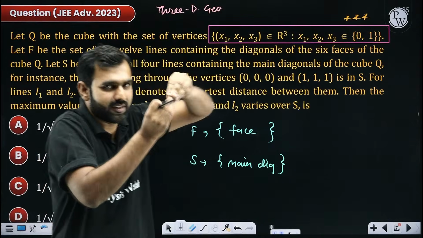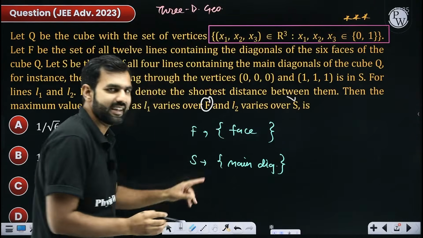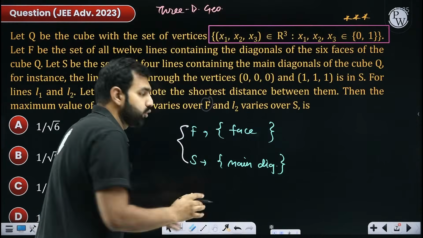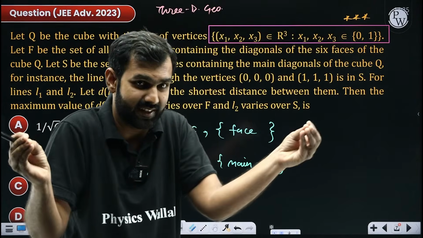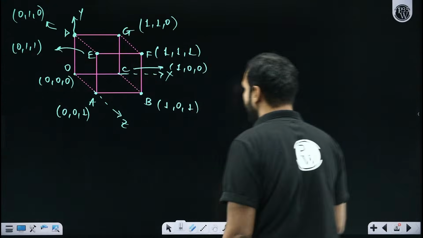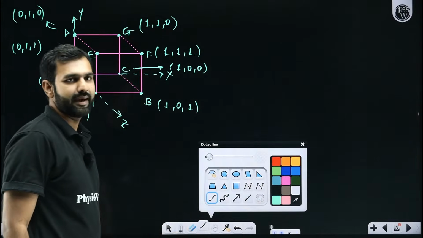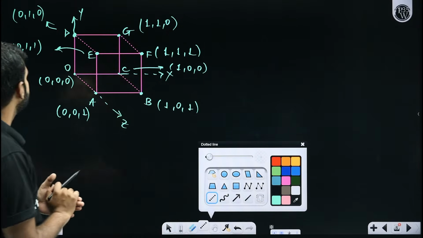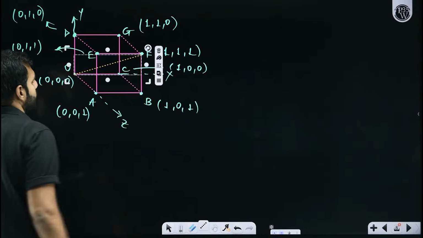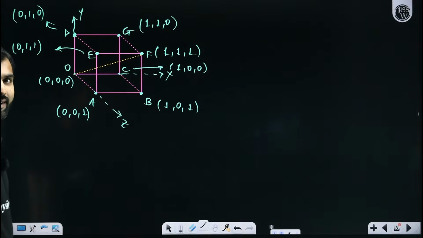So I need to find the maximum value where L1 is in F, L2 is in S, which means I need to take one face diagonal and one main diagonal. So I need to find the shortest distance between one of the face diagonals and one of the main diagonals. How do I do that? Let me take any face diagonal and any main diagonal. Let's say I am taking the main diagonal as OF. Are you okay with that? So this is, let's say, L2. OF is your L2. Now with that, the great formula.